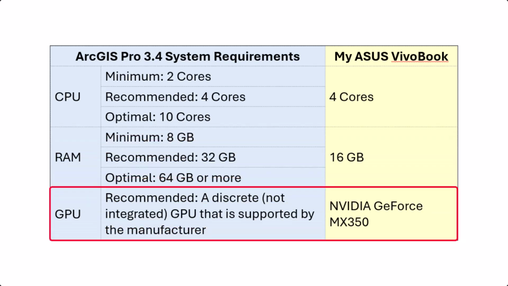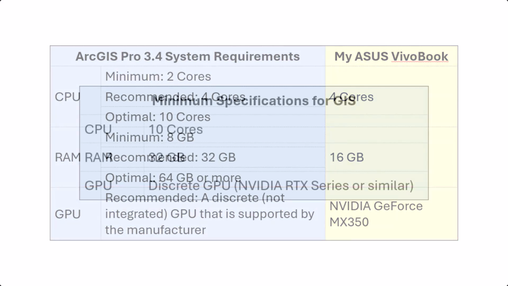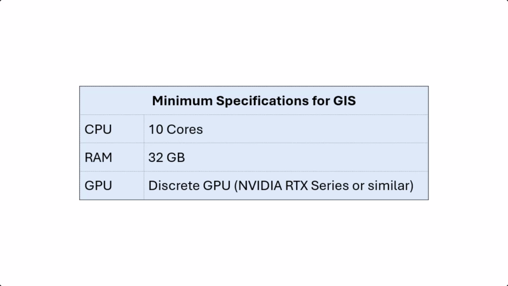Onto the GPU. This is the graphics card. Many thin or cheaper laptops have integrated graphics, which share resources with the CPU. That's not ideal for GIS. We want a dedicated graphics card to handle all the rendering, and that's what Esri recommends. My old VivoBook had an NVIDIA MX350, decent for its time, but now mid-range. So we need an upgrade on that, something like the NVIDIA RTX series or similar. So we have our minimum specifications we are looking for.